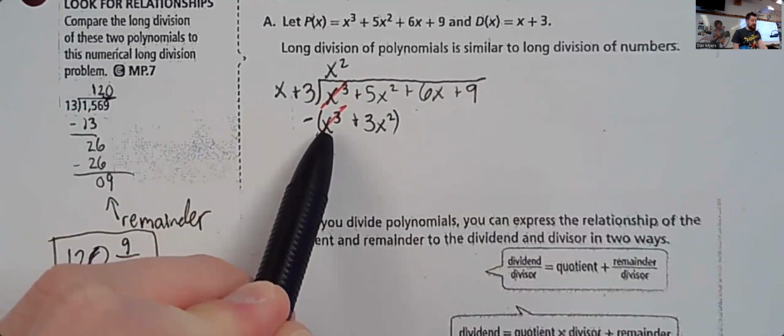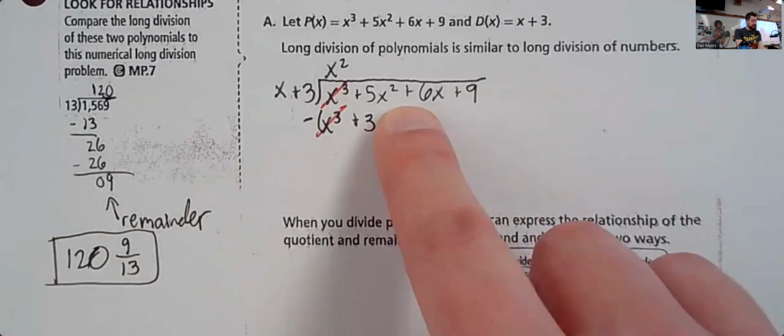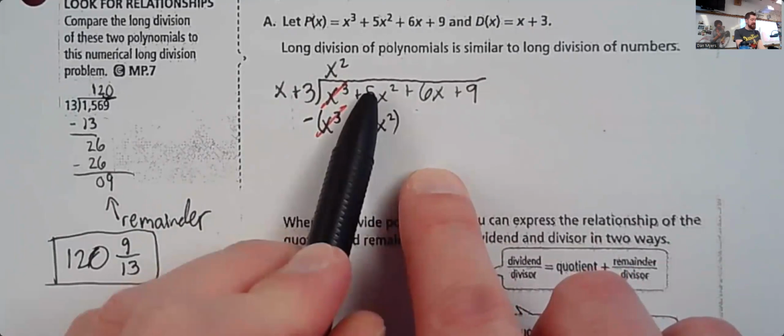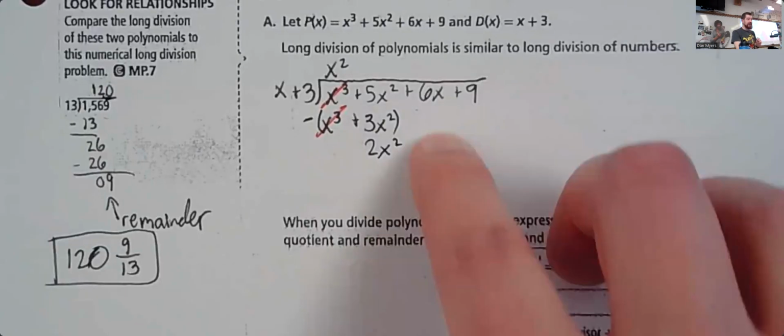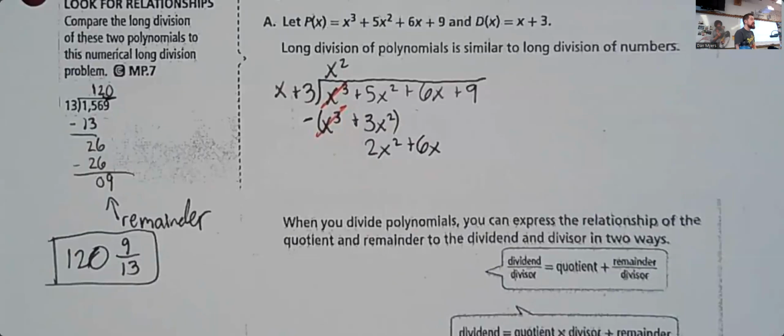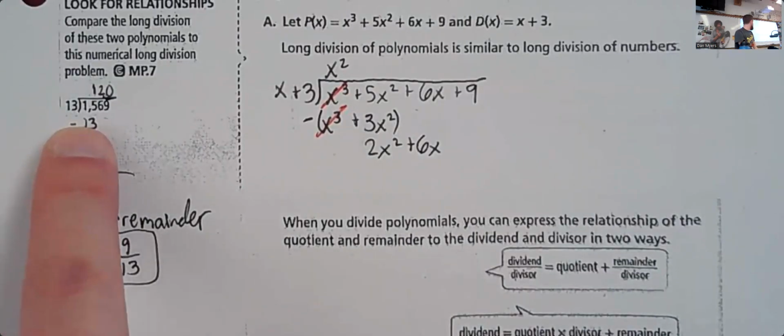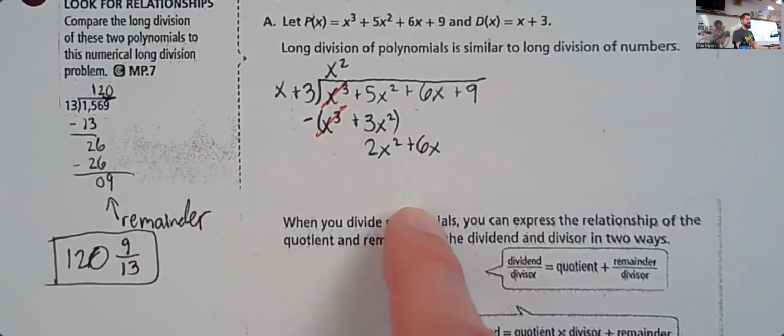And then we're going to take 5x squared, and we're subtracting 3x squared. What's 5x squared minus 3x squared? 2x squared. So we get 2x squared here. And then we bring down the next term, which is 6x. So this process is identical to this process over here. We're just using polynomials as opposed to regular numbers.